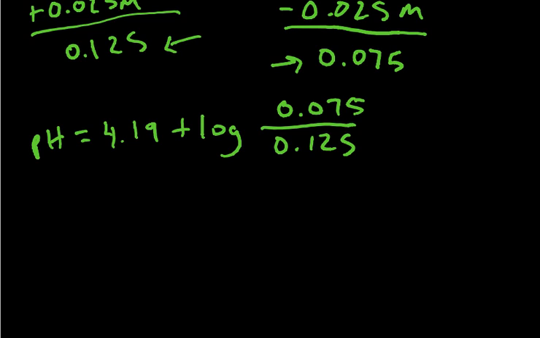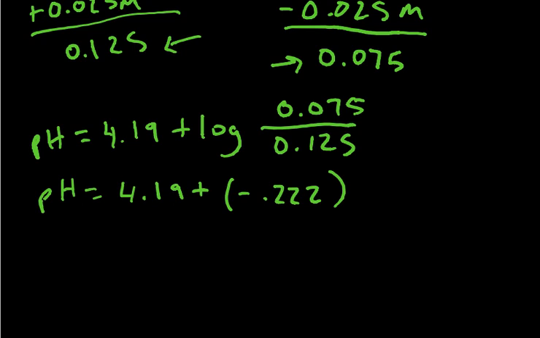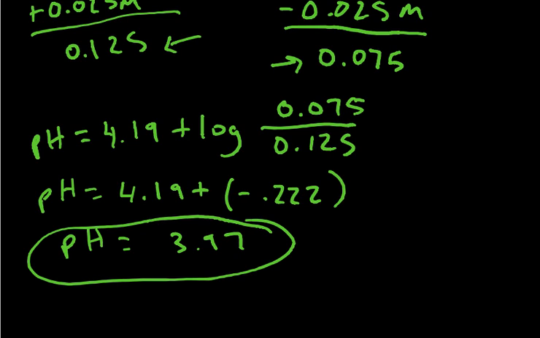And this gives us pH equal to 4.19 plus negative 0.222, which gives us a pH equal to 3.97. That is your answer.